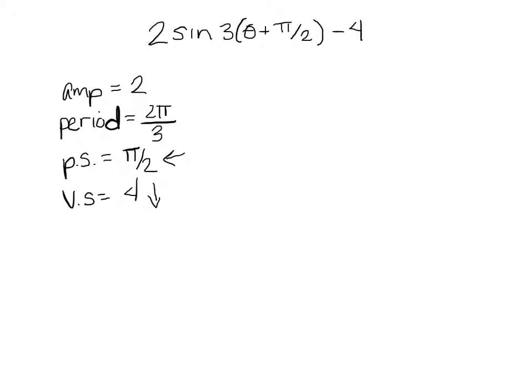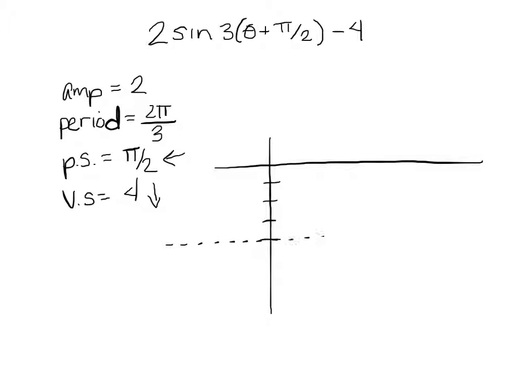My phase shift is pi over 2 to the left, and my vertical shift is 4 down. So I want to make sure I leave myself enough room. If my vertical shift is 4 down, I'm going to go 1, 2, 3, 4. And I'm going to put my dotted line so that I can see the axis I'll be going off of. My amplitude is 2, so I'll be going up to -2, and down to -6. Labeling those helps you remember where you're going.